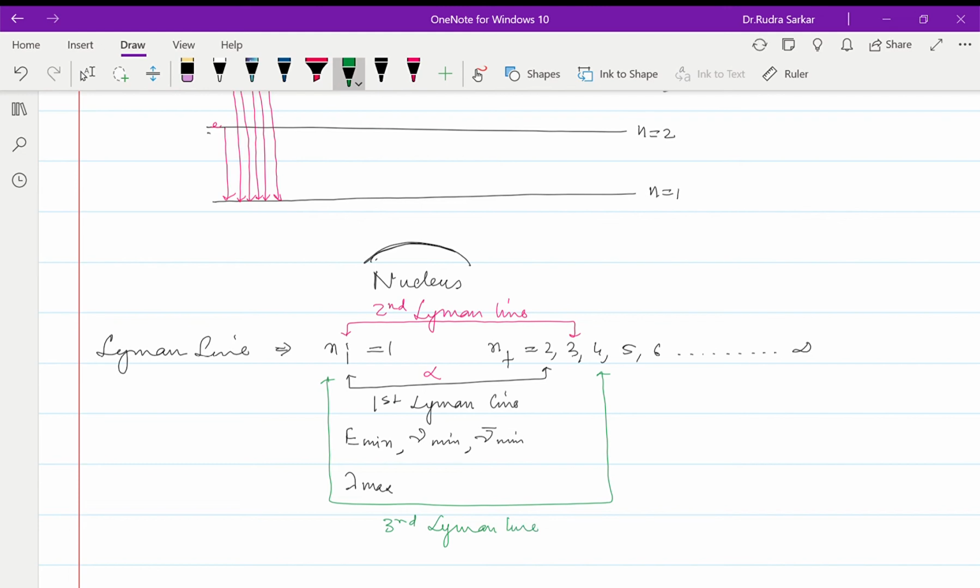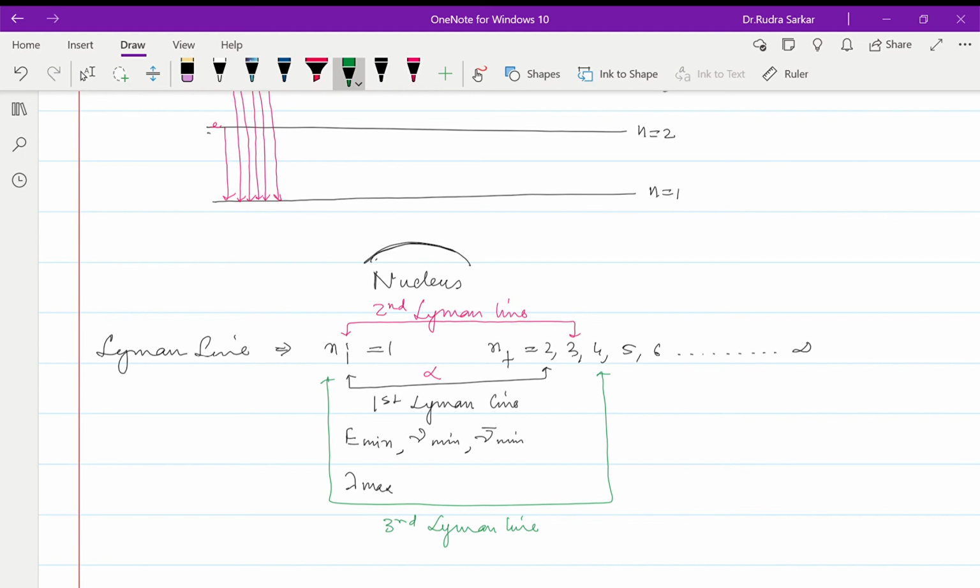So that is how in your exam they will ask you or confuse you with these kinds of questions. First Lyman line energy क्या है? Second Lyman line energy क्या है? या Lyman lines first, second and third में energy variation कैसा है बताना. Arrange them in the energy variation.